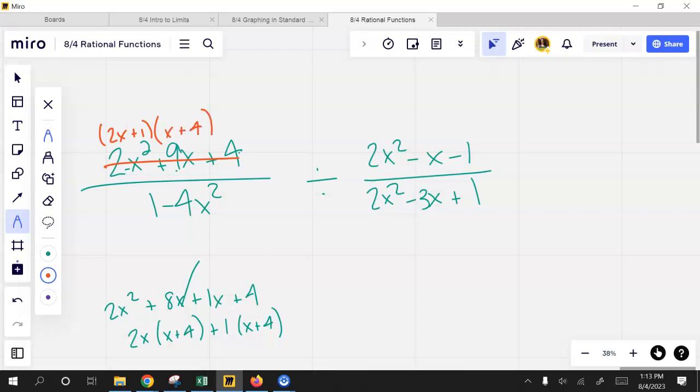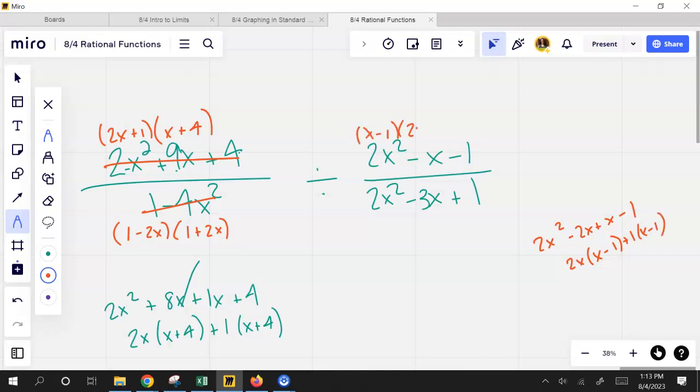How about here? There's a difference of 2 squares. This becomes 1 minus 2x, 1 plus 2x. Here, what multiplies to negative 2 but adds to negative 1? Negative 2 and 1. Yes, that's right. I'm glad y'all got the same thing. x minus 1, 2x plus 1.